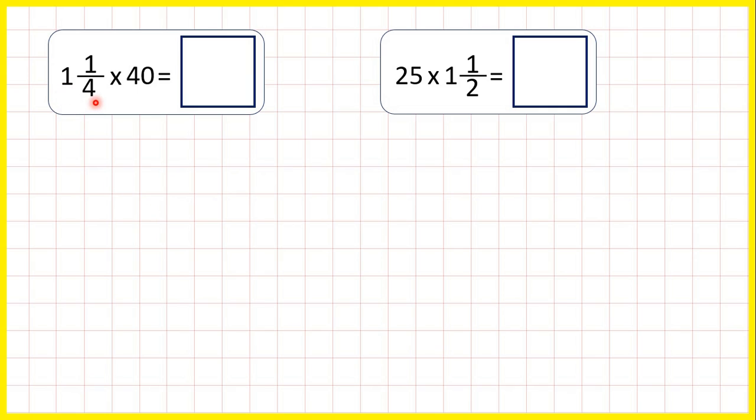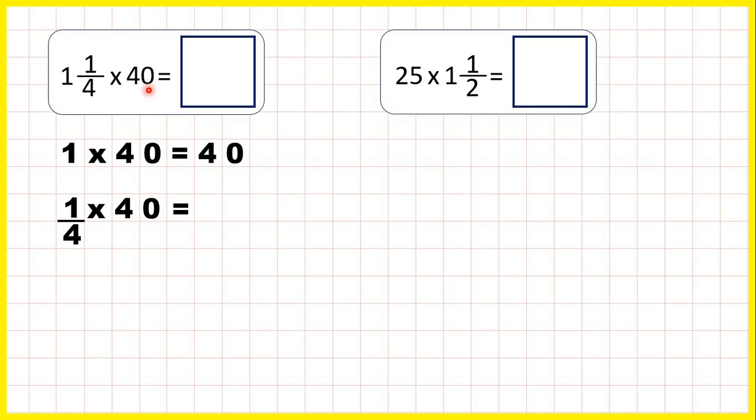Now 1 1/4 times 40. So 1 times 40 is 40. We can work out 1/4 times 40 and then add up our answers. We only multiply the numerator. 1 times 40 is 40 and the denominator stays the same. But again, we can't write 40 40/4 because we can't have an improper fraction in a mixed number. So 40 divided by 4 is exactly 10.